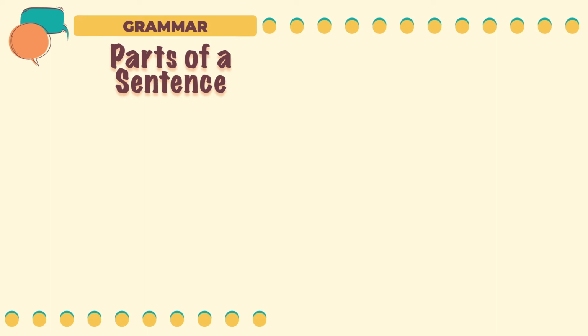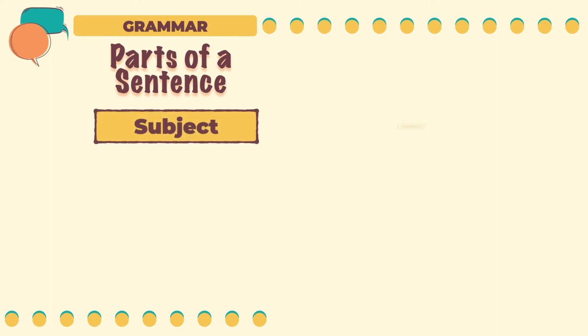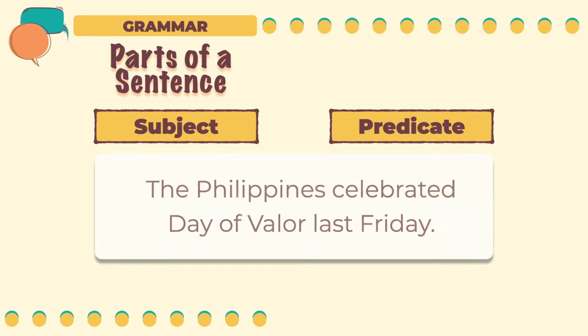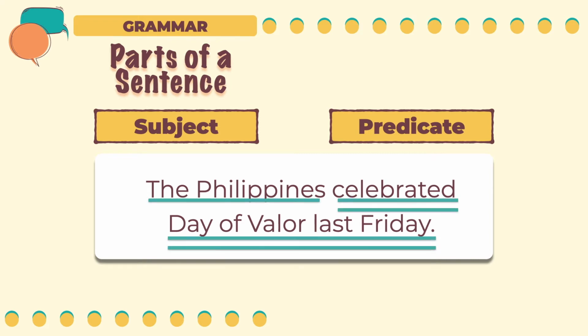We all know that a sentence must have a subject and a predicate. For example, the Philippines celebrated Day of Valor last Friday. The subject in this sentence is the Philippines, and the predicate is celebrated Day of Valor last Friday. Remember that the predicate always starts with the verb. In this sentence, the verb is celebrated.